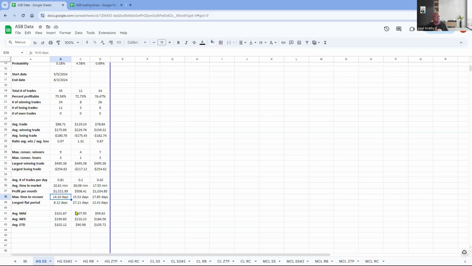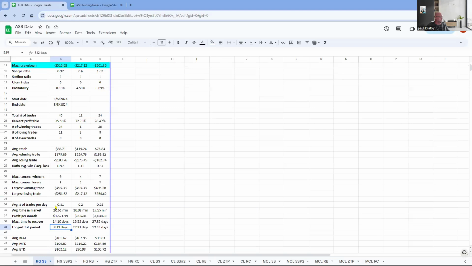So in 4 weeks' time, I collect this data every week. If that time to recover takes 18 days, that data has been broken and I need to re-optimize. Look at longest flat periods, 8 days on average. For longs, it's 27. For shorts, it's 12 days.